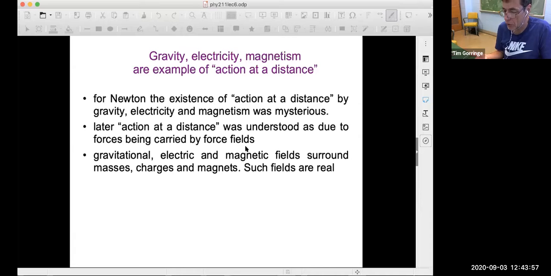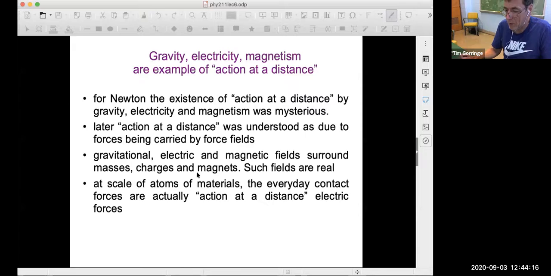The electric force between two charges is carried by an electric field. Magnetic force between two magnets is carried by a magnetic field. And these are real things, real fields. We can't see them, we can't taste them, we can't smell them, we can't hear them, but they are real.